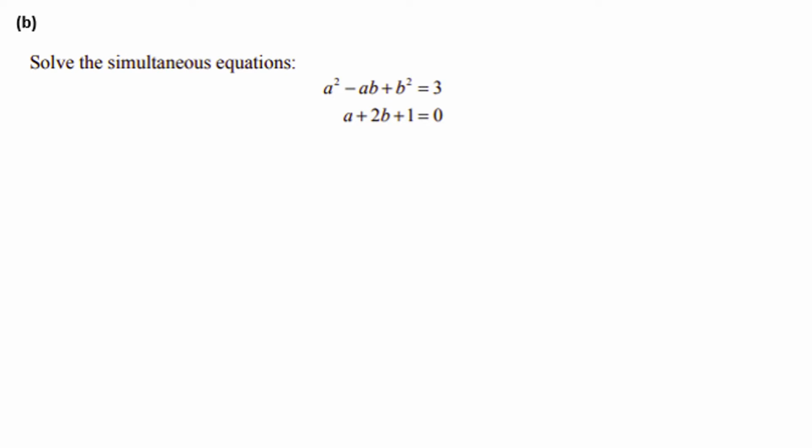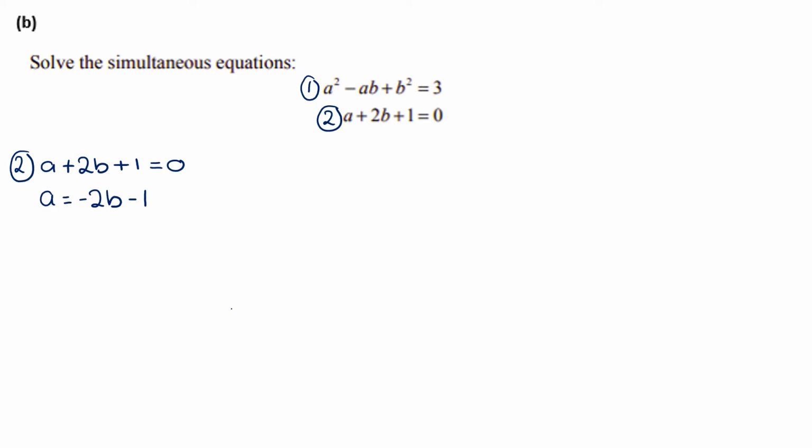Part B of this question asks us to solve the following simultaneous equations. So here we have a linear and a nonlinear. Equation 1 is nonlinear, equation 2 is linear. So the process here is to take the linear, a plus 2b plus 1 equals 0, and isolate a term. It's going to be easier for us to isolate the a since it has a coefficient of 1. If you want to isolate b, you will end up with a fraction.